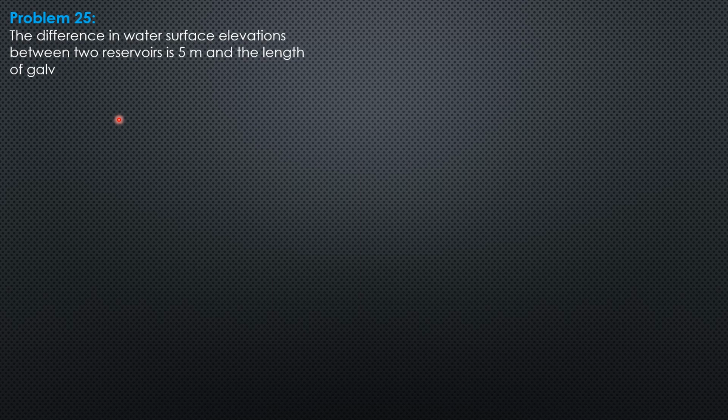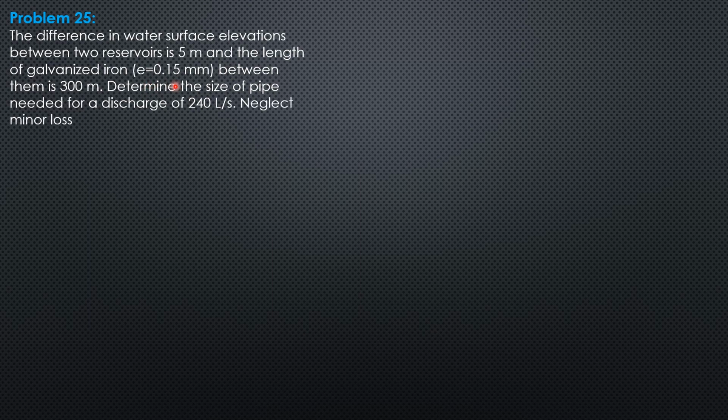Example 25 on pipe friction in turbulent flow. This is the last example. The difference in water surface elevations between two reservoirs is 5 meters, and the length of galvanized iron, where absolute roughness is 0.15 mm, between them is 300 meters. Determine the size of pipe needed for a discharge of 240 liters per second.